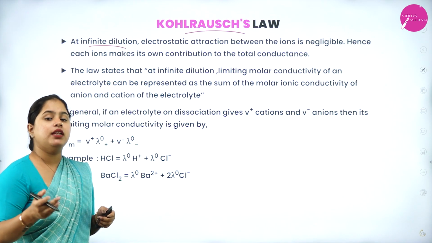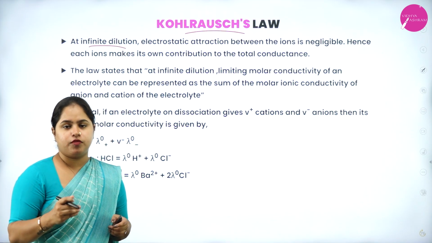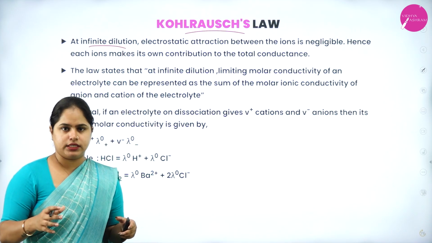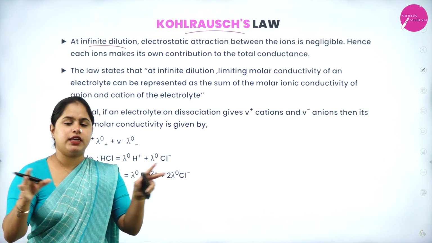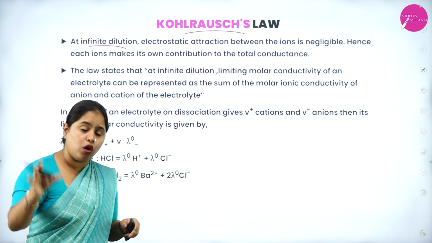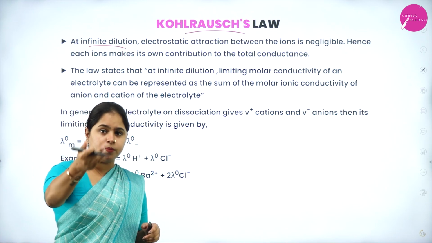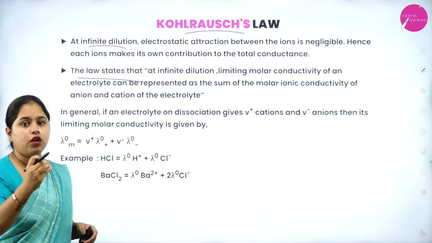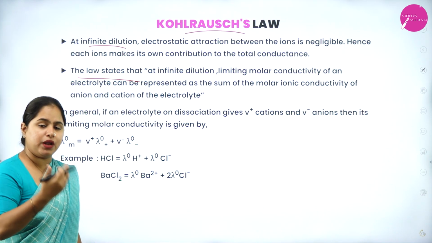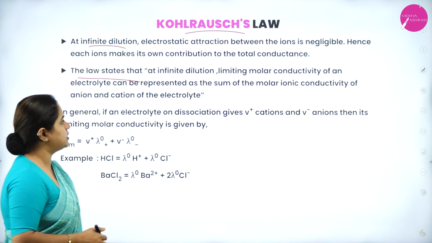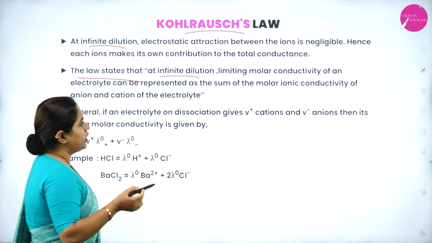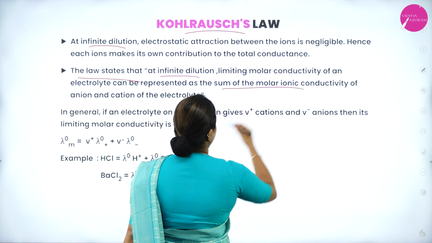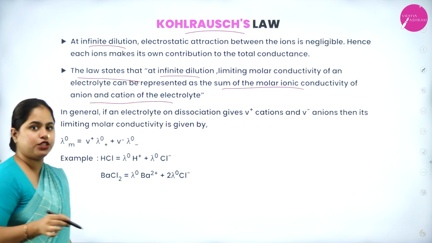So, what happens when it is highly diluted, when the concentration is very less, each of the ions is going to behave as an individual ion. There will be no pairs. All the positive and negative ions are going to behave individually and all of these ions are going to contribute to the conductance. Now, the statement of the law is also very important and how to apply it is also very important. The law states that at infinite dilution, limiting molar conductivity of an electrolyte can be represented as the sum of molar ionic conductivity of anion and cation of the electrolyte.